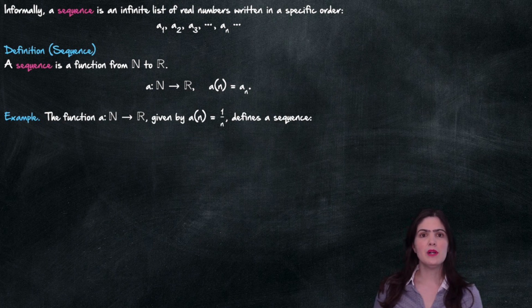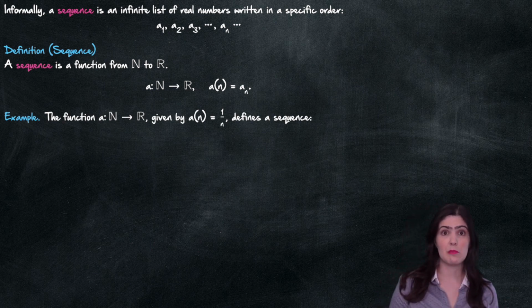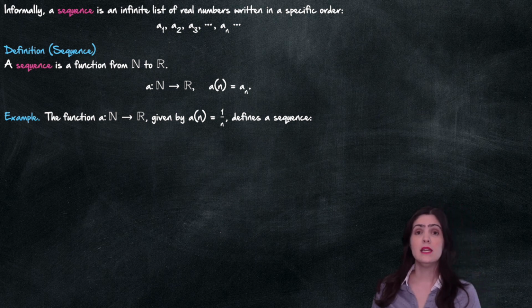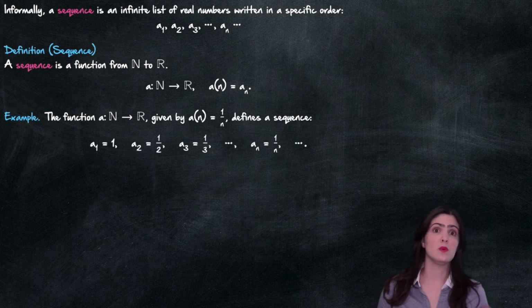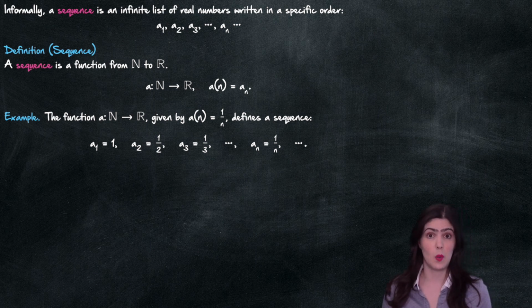And here we have an example of a function from the natural numbers to the real numbers given by a of n equals 1 over n. It gives us a sequence that has a1 equal to 1, a2 equal to 1 over 2, a3 equal to 1 over 3, and so on.